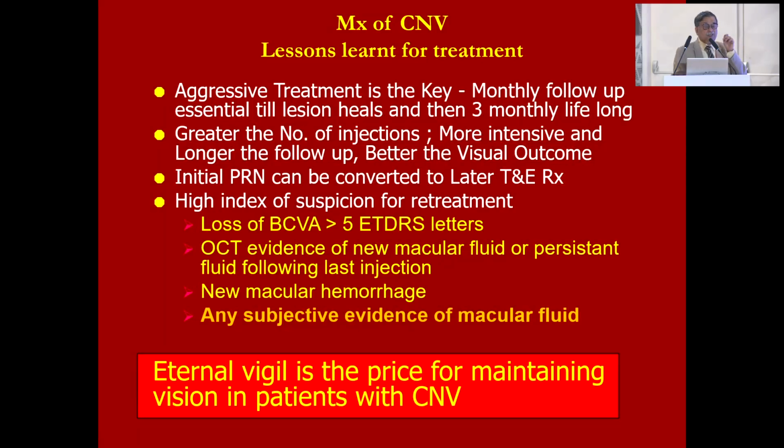Monthly follow-ups are essential till the lesion heals, and then 3 monthly is lifelong. The greater the number of injections, the more intensive and longer the follow-up, the better the visual outcome. Initial PRN can be converted to later treat and extend regimes, but you have to have a very high index of suspicion for retreatment: any loss of vision, any new fluid, any macular hemorrhage.